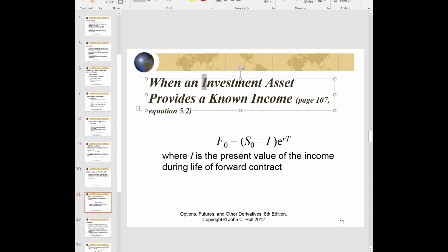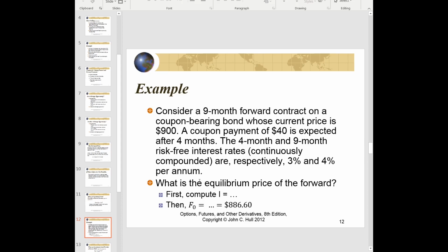Now, if we have an investment asset that provides a known income, then the relation becomes slightly different. In the previous equation, we did not have this term. So now what we have here is we subtract I, where I is the present value of the income during the life of the forward contract. And this example that you have here is a typical example. If you did the fixed income course, it's an example we have seen there before, where we compute the forward price of a bond.